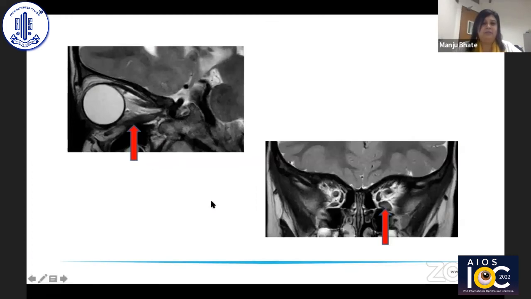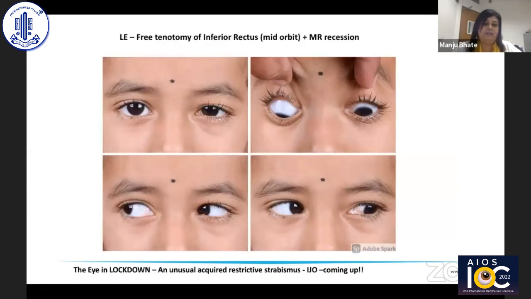And this is her imaging. So the imaging revealed a bulky inferior rectus with increased signal intensity. And with a suspected provisional diagnosis of myositis, she was started on a course of systemic steroids. She did not improve, and then there was COVID lockdown, and she vanished for a long time. And after many months, she came back with a similar eye position, and then she was taken up for surgery. And she underwent a free tenotomy of the inferior rectus of the left eye and a medial rectus recession of the left eye. And she was much better cosmetically, though she cannot depress her left eye as much.